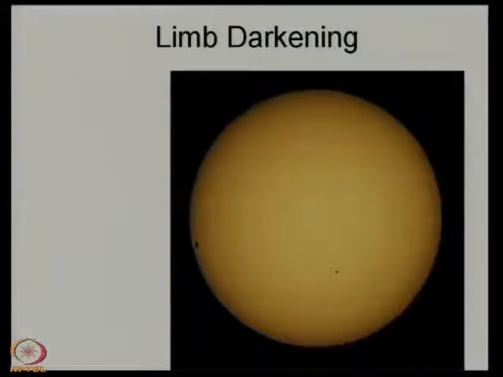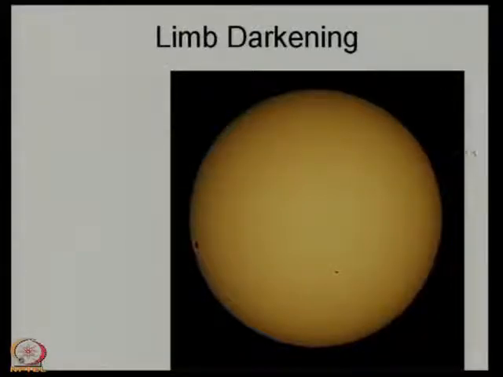And this evidence is limb darkening. So this shows you a picture of the sun, an optical picture of the sun. And if you look at this picture, I am sure you can make out that it appears brighter in the center, and it appears to get darker as you go away from the center towards the edges. And in astronomical parlance, the edges are referred to as limbs, and this phenomenon shown over here is referred to as limb darkening.